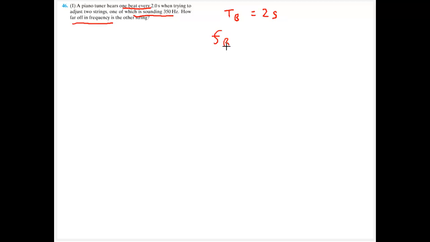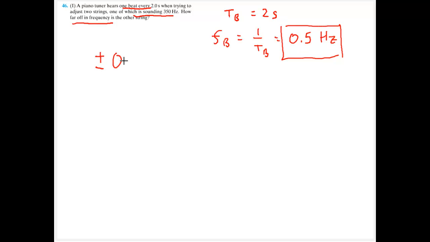I know that the frequency is related to the period, simply the inverse, so that tells me that my beat frequency is 0.5 hertz, and this simply is how far off in frequency the 2 piano strings are. We don't know which direction, so it could actually be plus or minus 0.5 hertz. So that's actually the real answer.